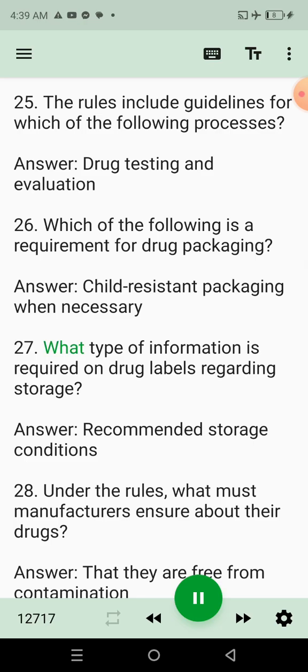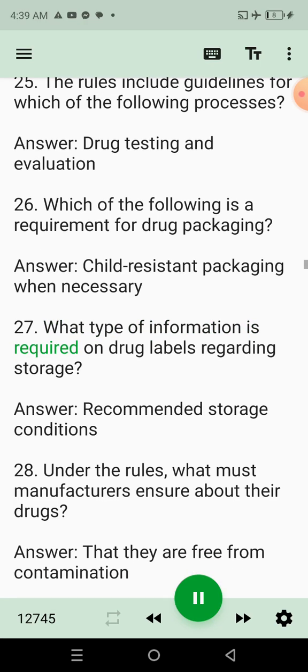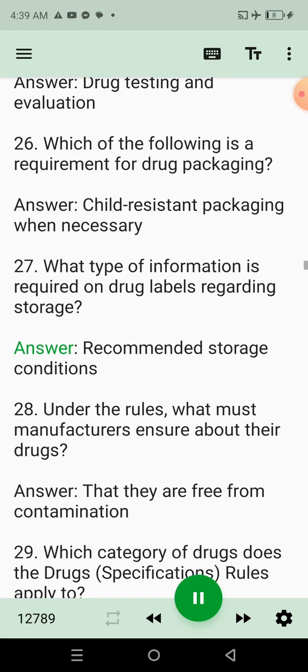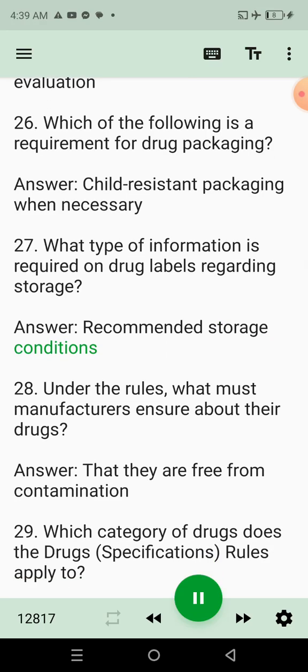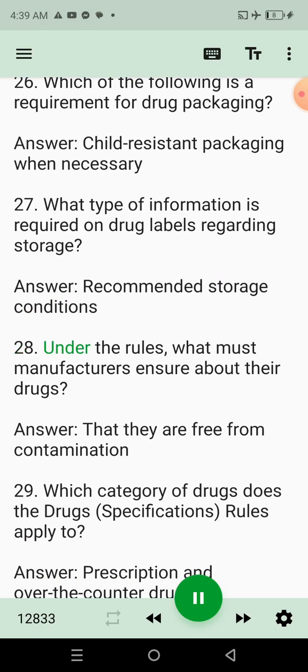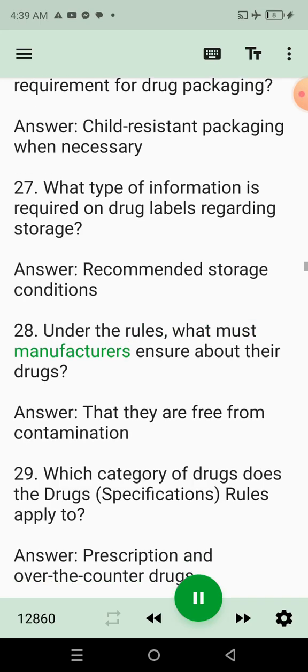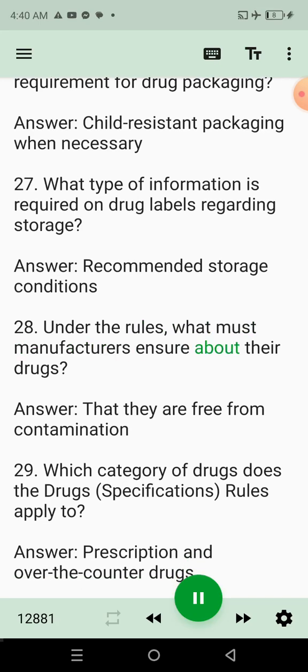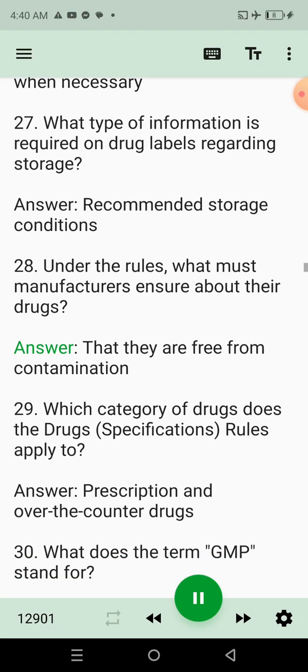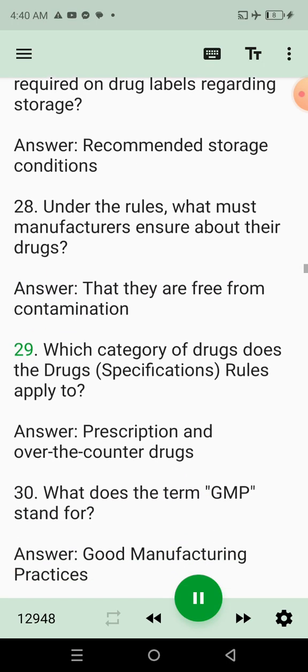27. What type of information is required on drug labels regarding storage? Answer: recommended storage conditions. 28. Under the rules, what must manufacturers ensure about their drugs? Answer: that they are free from contamination.